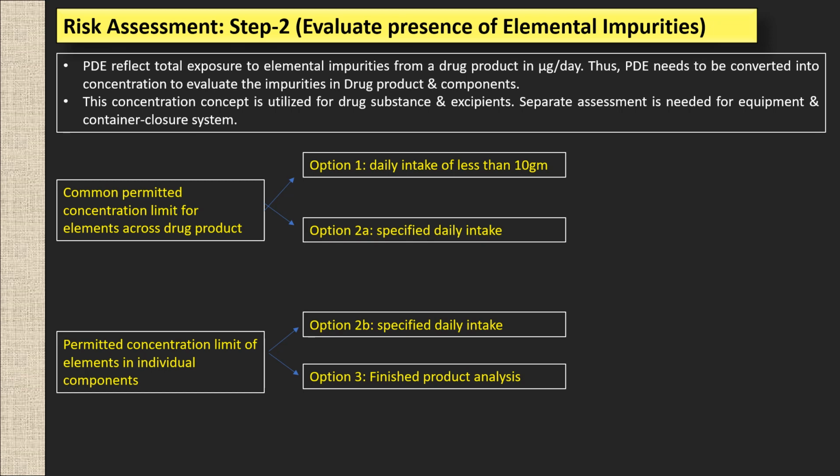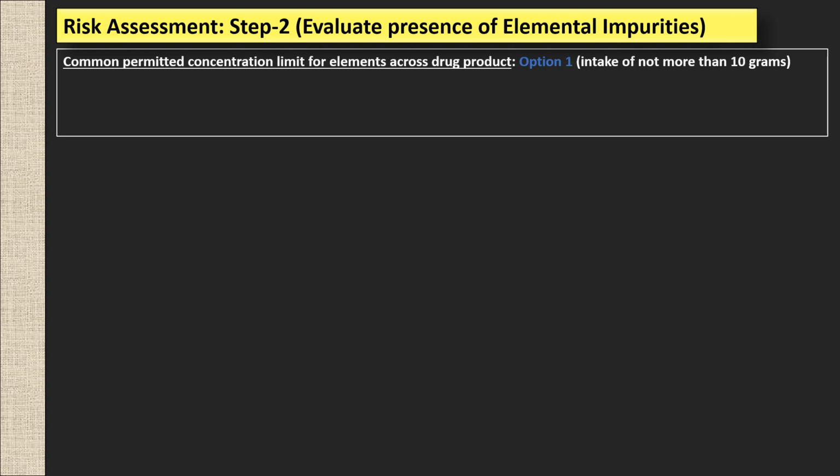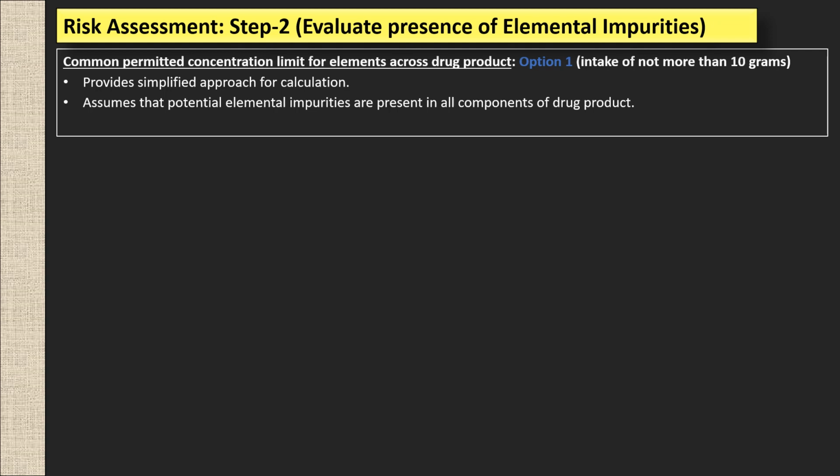If you can see, these two categories are divided into four options: option 1, option 2A, option 2B, and option 3. In option 1 and option 2A, a common permitted concentration limit is provided, whereas in option 2B and option 3, the permitted concentration limit is individual for all the components. We'll see in detail. The common permitted concentration limit, that is option 1, applies if the intake is not more than 10 grams for the drug product. It provides a simplified approach of calculation. It assumes that potential elemental impurities are present in all components of the drug products, and it calculates a common permissible target elemental impurity concentration for each drug product component. We'll see how it is done.